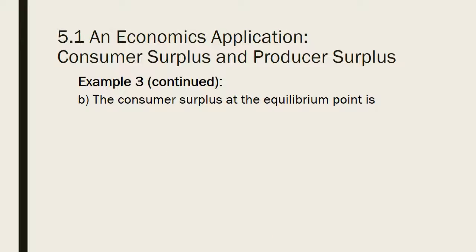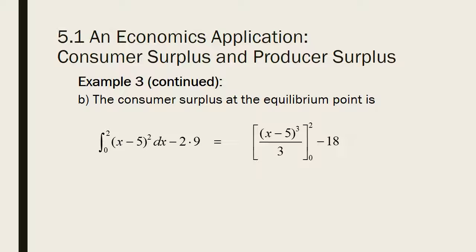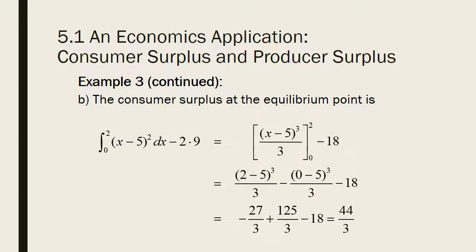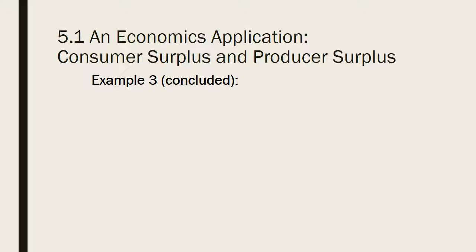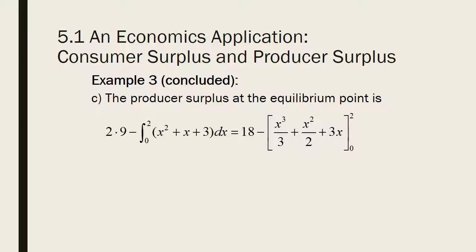Now we're going to find the consumer surplus. So we're going from 0 to 2, the 2 we found. Take the integral of the supply function, the antiderivative, minus 2 times 9, minus the x times the y of the equilibrium point. And you should get 44/3, which is about $14.67.